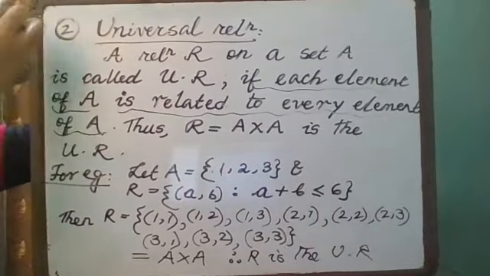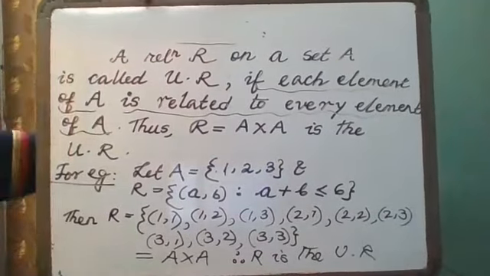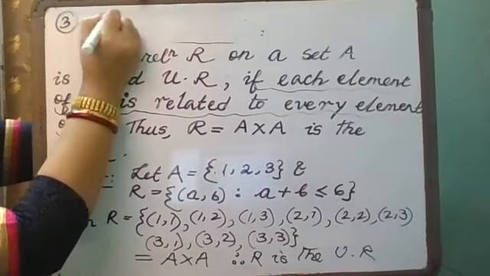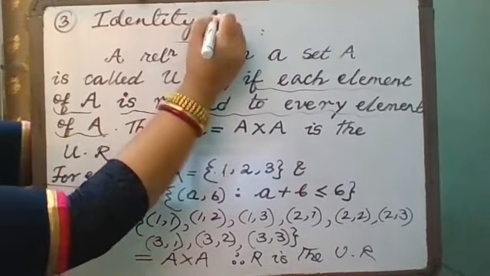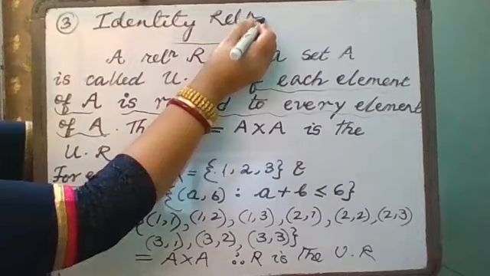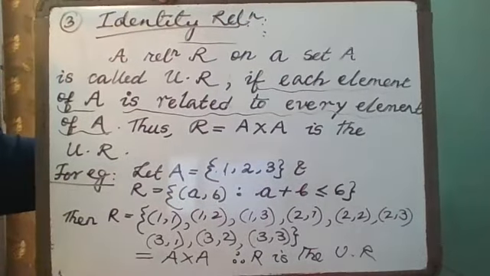Point number 3. Identity relation. And we will stop today. Identity relation. I'll explain it tomorrow. I'll continue with the explanation tomorrow.